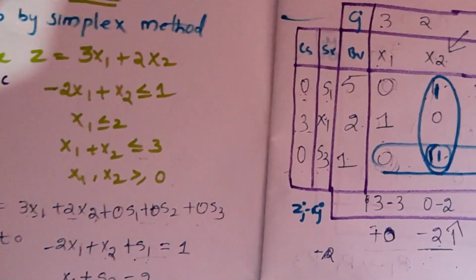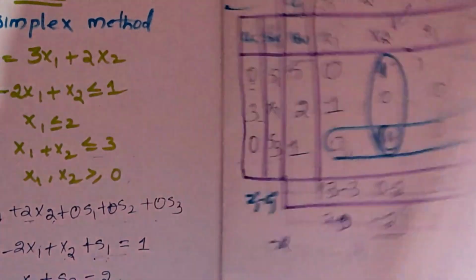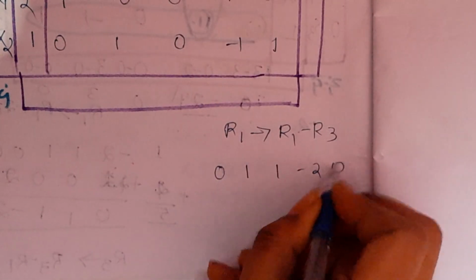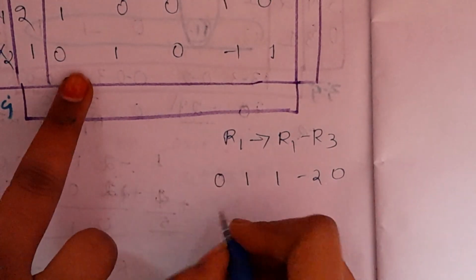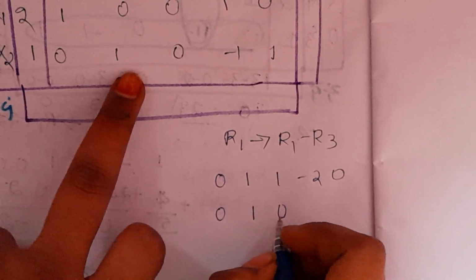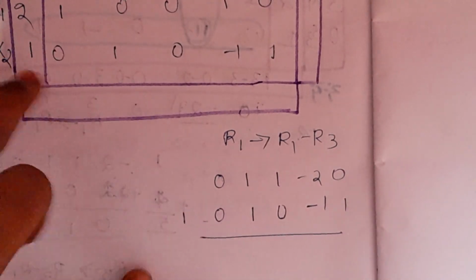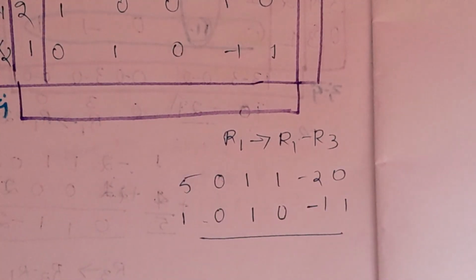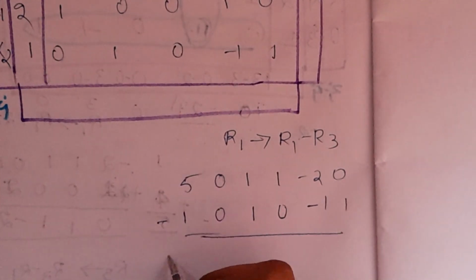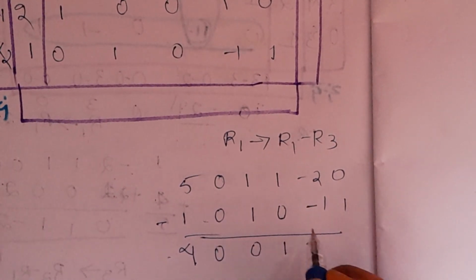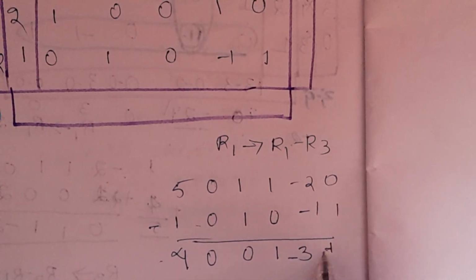What are the elements of r1? 0, 1, 1, minus 2, 0. What are the elements of row 3? 0, 1, 0, minus 1, 1, and also 1 and 5. Subtracting, here we will get 4, 0, 0, 1, 3, minus 3, 1.